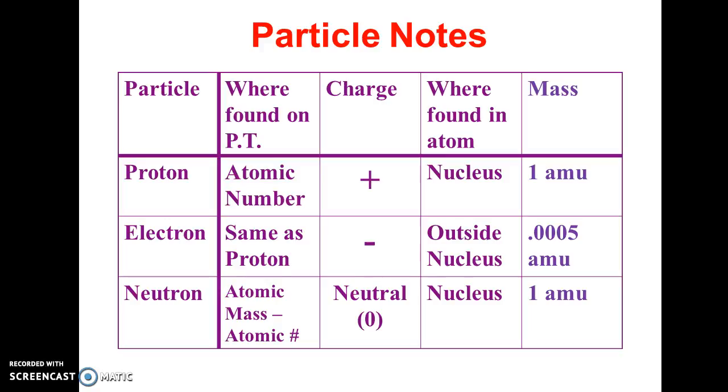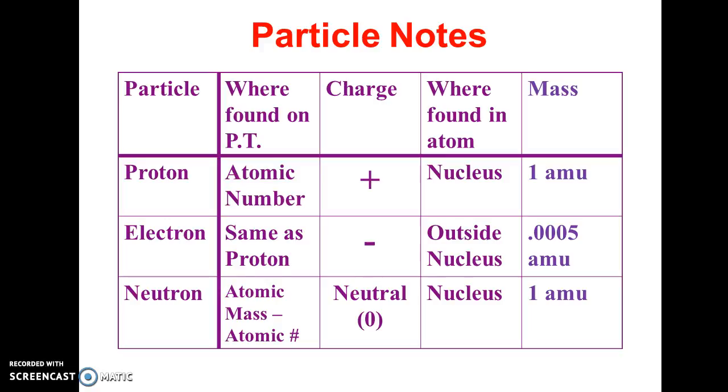Proton is the same as the atomic number. It's the top number on the periodic table. The electron is the same quantity as the proton, so again, it's the top number on the periodic table. And to figure out the number of neutrons off the periodic table, you take the atomic mass, which is the bottom number, you round that off, and you subtract off the top number, the atomic number, and that will give you the number of neutrons.